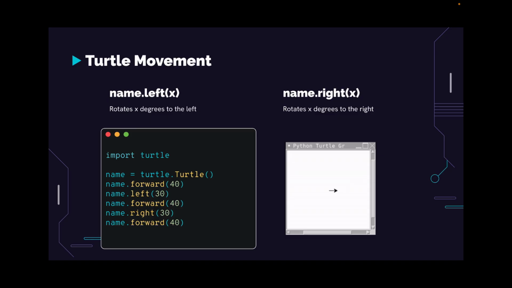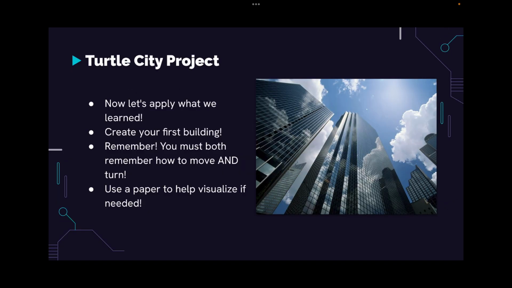Some other functions include name.left and name.right, which rotate your turtle to the left and to the right by the specified number of degrees. 360 degrees is a full circle, 180 is half a circle, 90 is a quarter turn. Now let's apply what we learned. Create your first building, okay? If you need paper to visualize it, you guys should use it, and draw a little box on your ground.